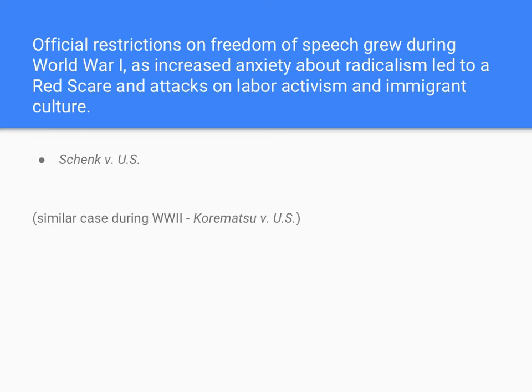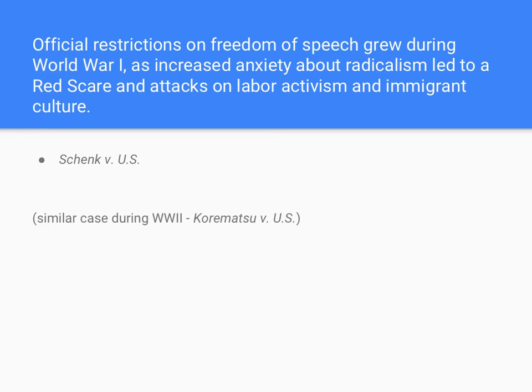And so again, this is that balance between liberty and order. In World War I, the United States government decided that it was okay to take away some of our liberty in order to maintain order and support for the war effort.